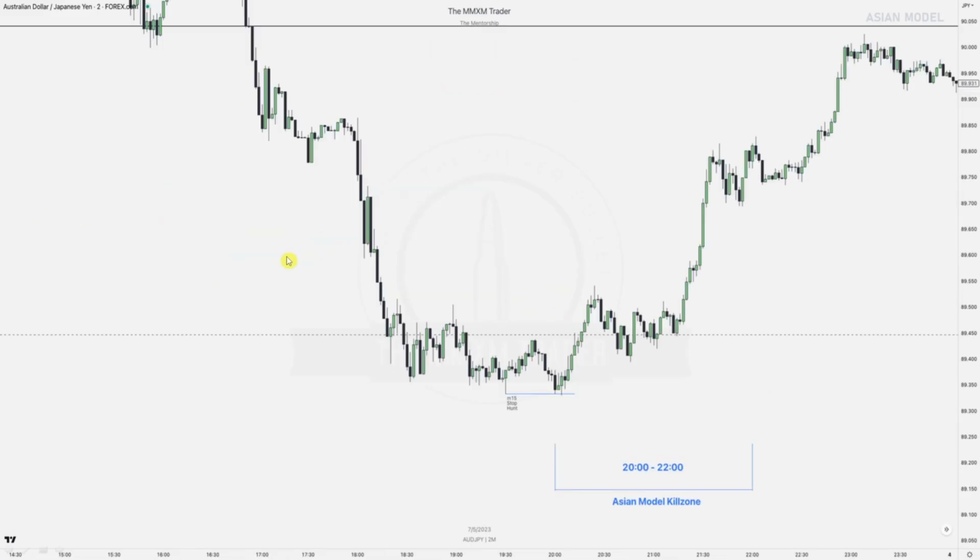So over here we're in that Australian dollar Japanese yen 2-minute chart, right? Not going into the 1-minute chart, we're going to go from 2 to 5 minute, and over here we'll wait for that Asian model kill zone time frame, right, at 8 p.m. to 10 p.m. Now we're in the CE of the daily fair value gap, right, that internal range liquidity.